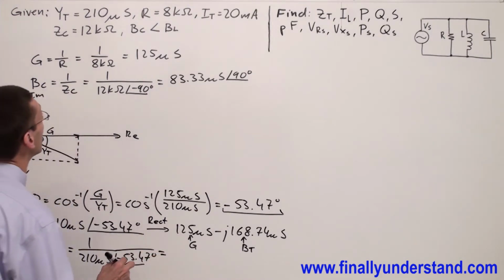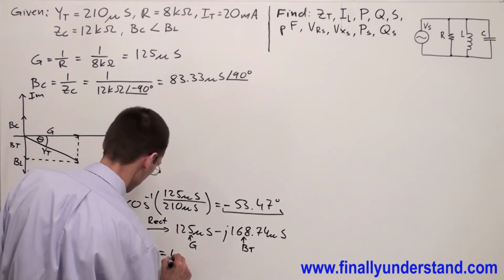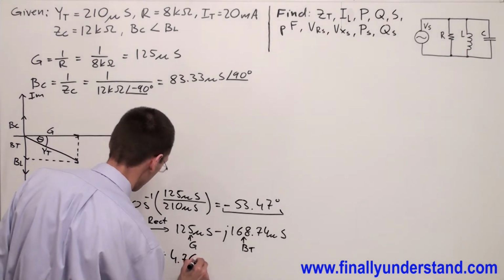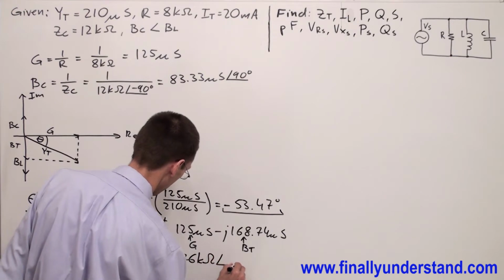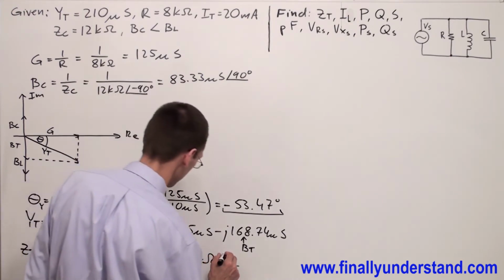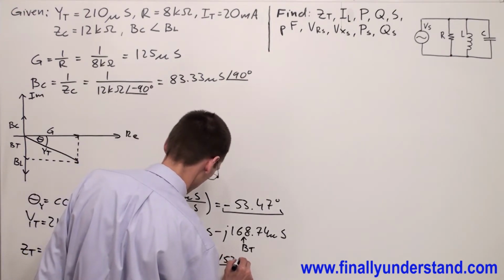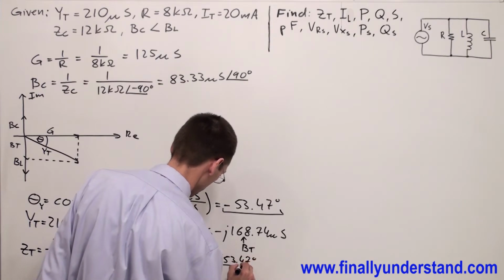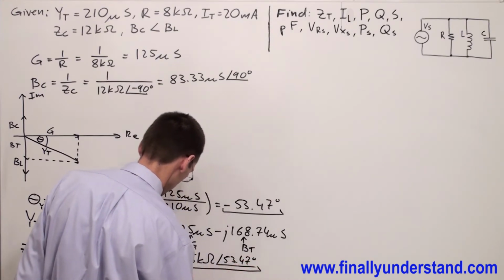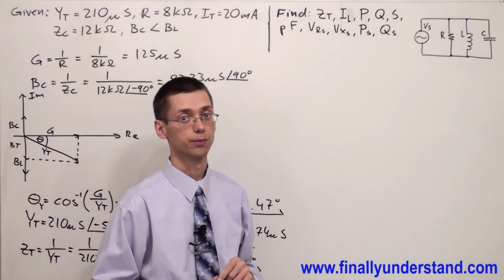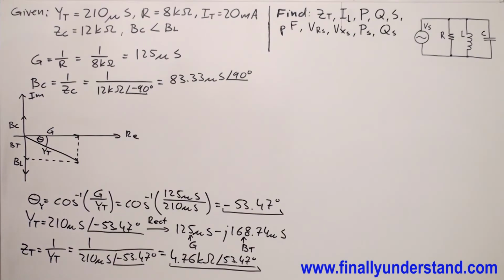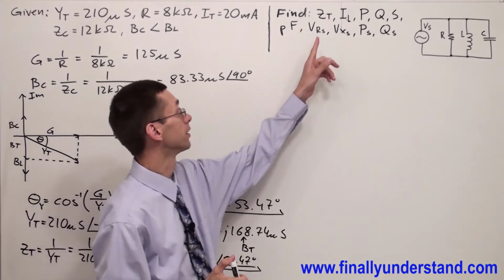This is equal to 4.76 kiloohms, an angle of 53.47 degrees. So this is my Z total. Please notice that we found Z total. Now we are going to find IL.